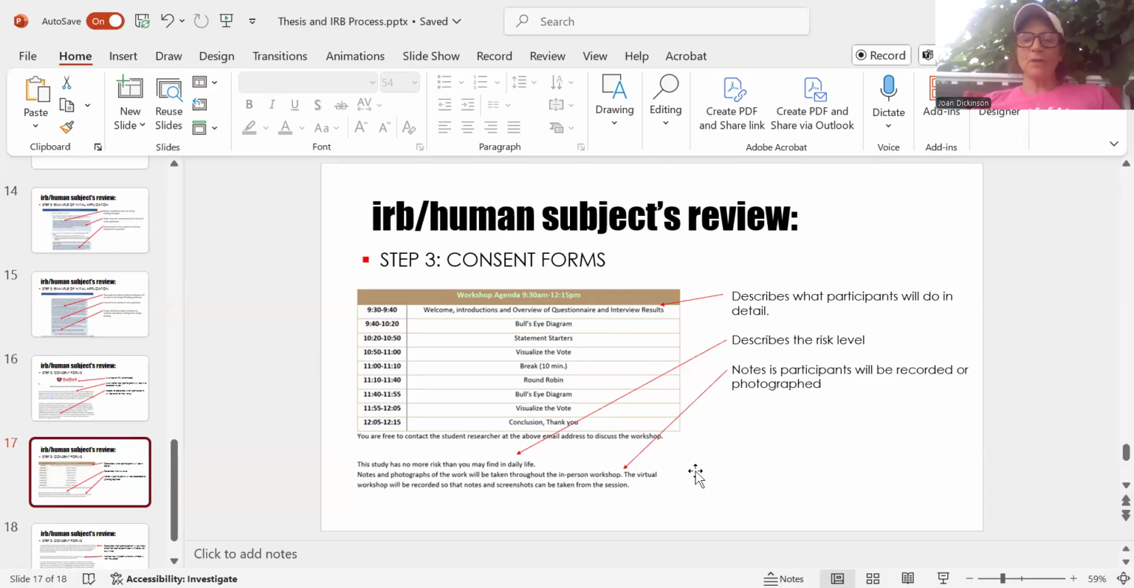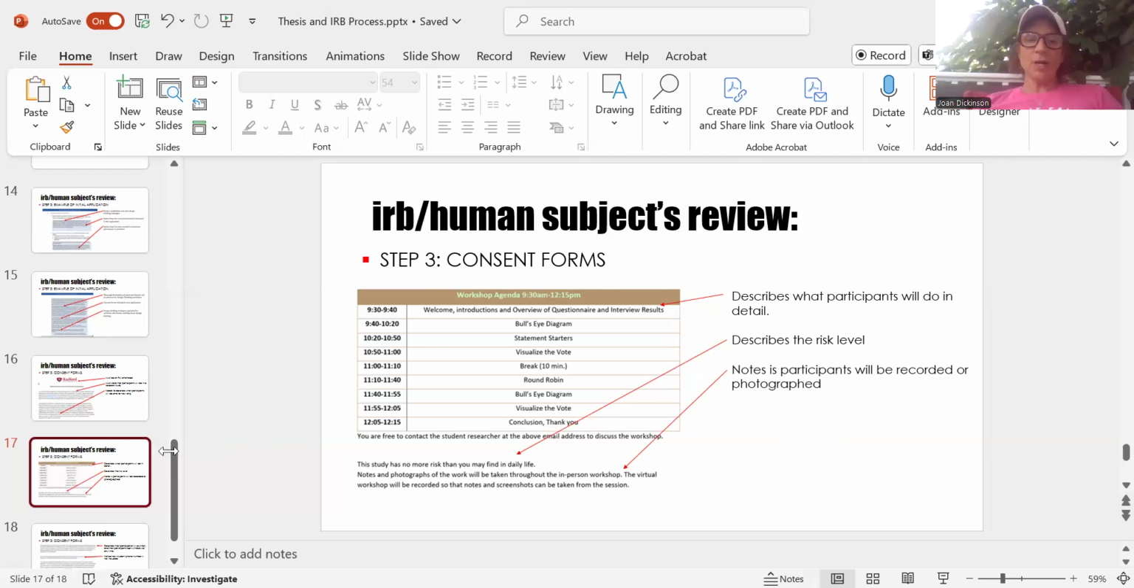Then you're going to notice in the consent form, you have to explain what the risk is. And the other thing too is you always have to explain in the consent form if you are photographing your participants or if you are recording your participants.